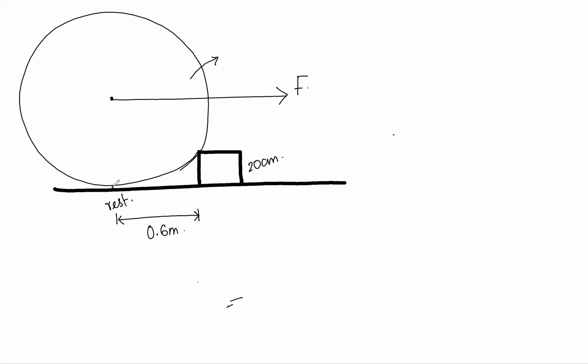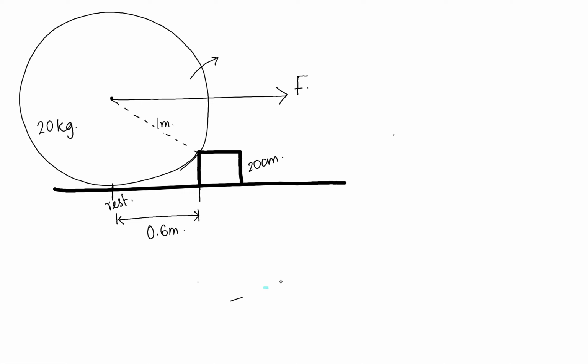That's the distance from this point of contact to this point. So it's not exactly the radius, it's slightly lesser than the radius, and that is equal to 0.6 meters. The radius of the wheel is given as 1 meter. And the mass of this roller is around 20 kgs. So this is 20 centimeters, this is 0.6 meters, that's 1 meter.